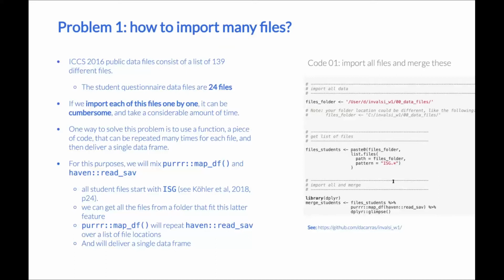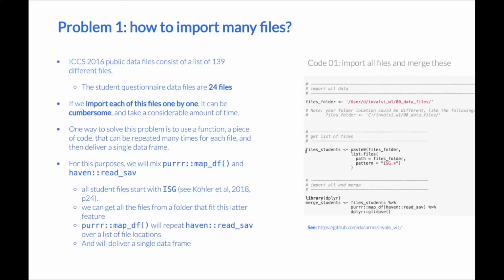As Andres was saying, most of the information from ICCS is contained in the technical documents. And if you go to the technical documents, I think it's on page 24, they say what the common features are between the data files that they provide for the study. So all the files that contain the responses of the students from the background questionnaire start with the letters ISG. So out of the 139 files, we know that these are the only files that are collecting and storing the responses of the students to the background questionnaire.